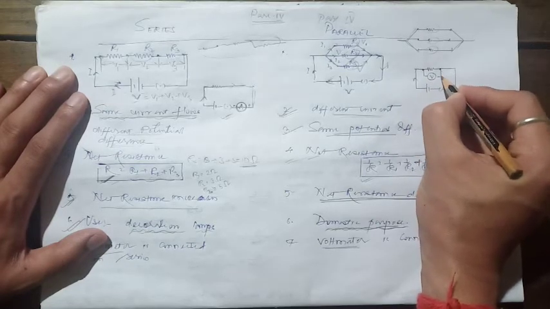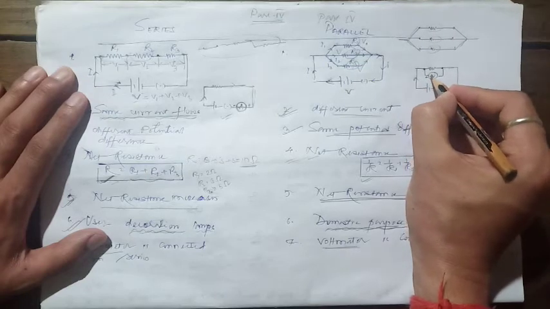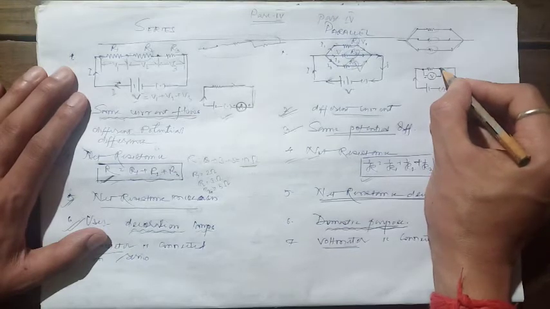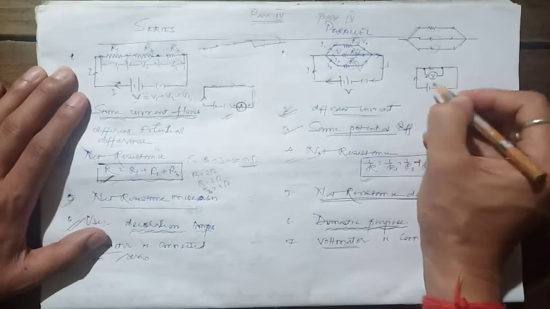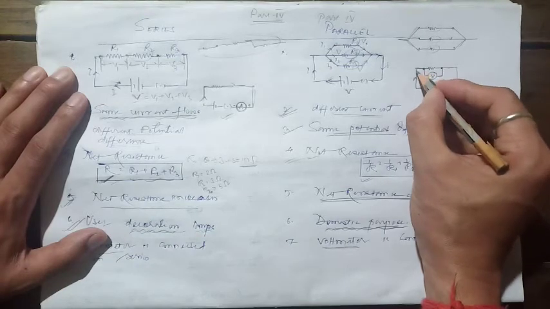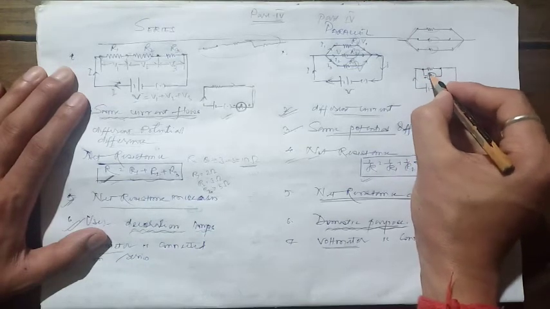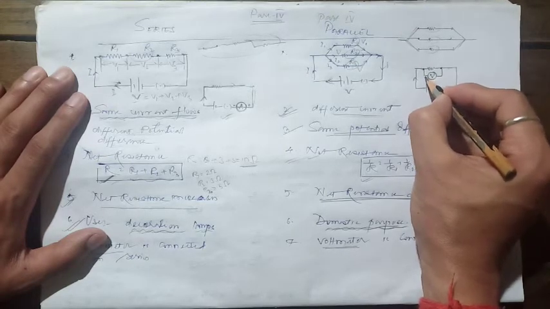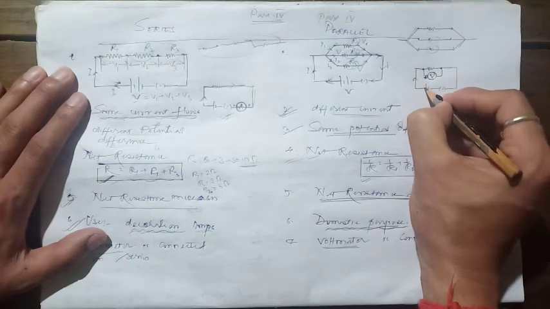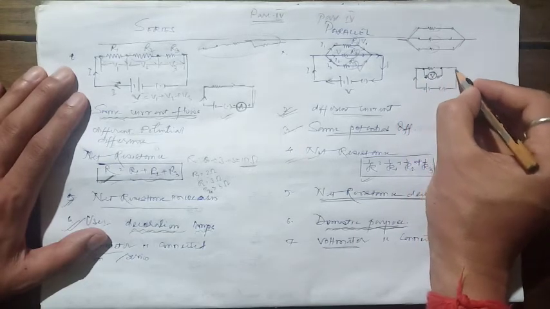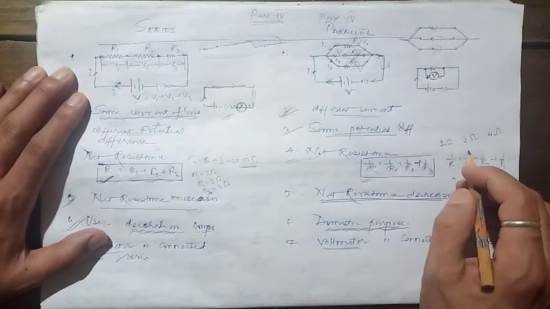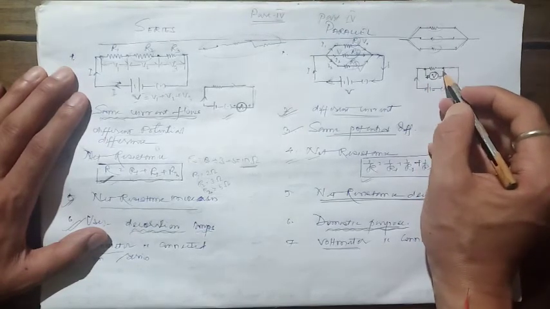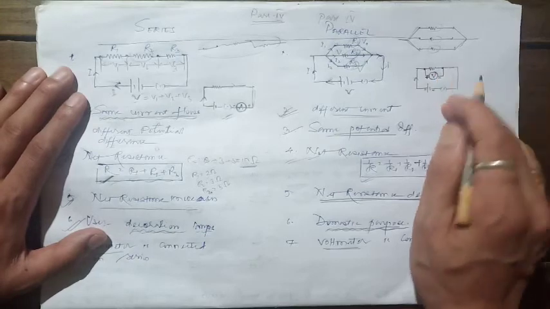So suppose the voltmeter is connected this way. One terminal of the voltmeter should be connected to this end of the resistor. Another terminal of the voltmeter should be connected to the other end of the resistor. Now how to connect this voltmeter? This is the positive terminal of the voltmeter. The positive terminal of the voltmeter should be connected to the positive terminal of the battery, and the negative terminal of the voltmeter should be connected to the negative terminal of the battery. So this way we connect. This is the parallel connection of a voltmeter.